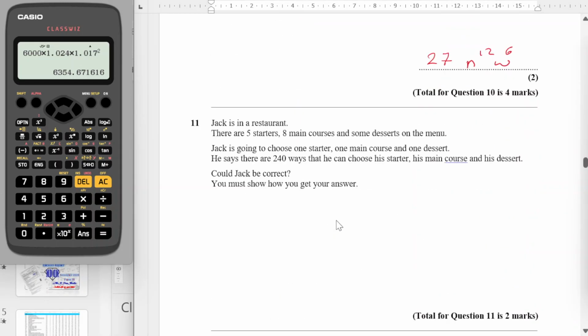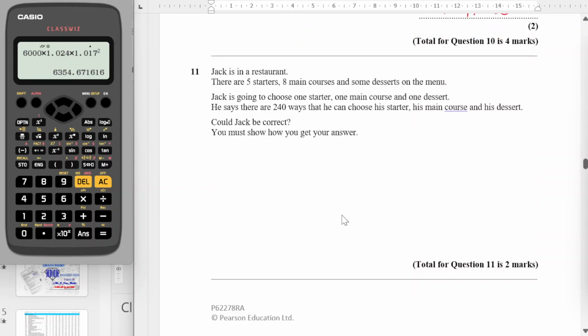Okay, question 11. Jake is in a restaurant. There are 5 starters and 8 main courses and some desserts on the menu. Jake's going to choose 1 starter, 1 main and 1 dessert. He says there are 240 ways he can choose his starter, his main course and his dessert. Could Jake be correct? You must show your answer.